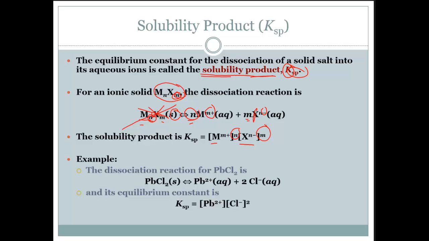So here's a couple examples. We have PbCl2. We have 2 chlorines and 1 lead ion. The equilibrium constant would be then that lead ion times the chlorine anion squared. Remember that 2 came from the coefficient.